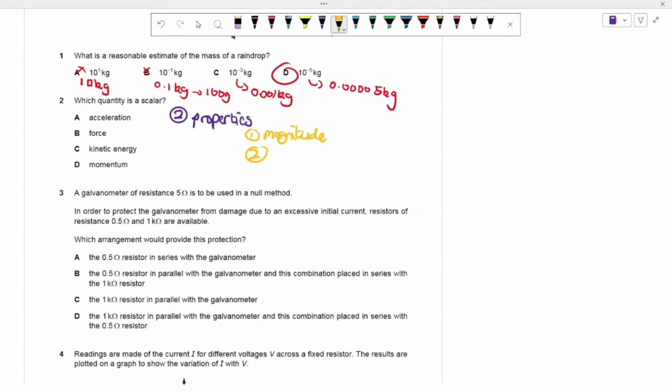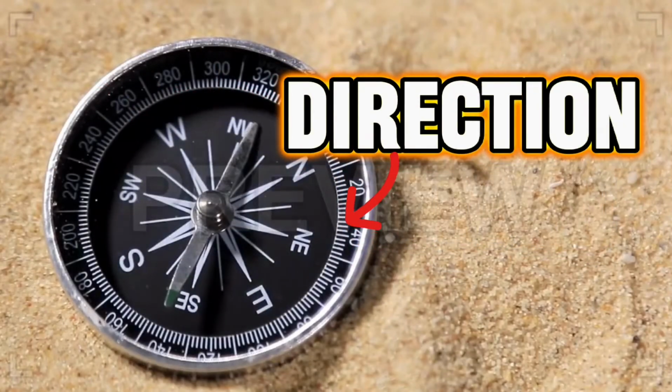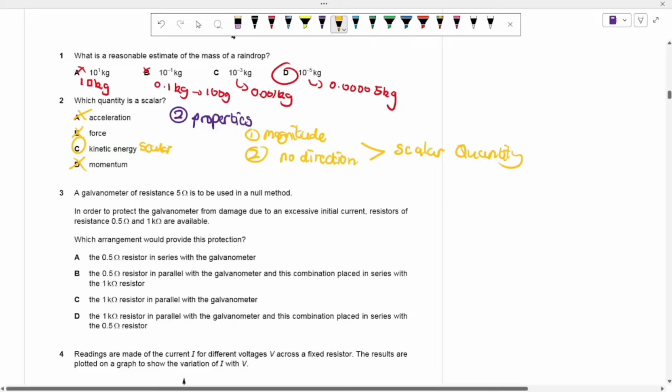So if it ticks the first box but, in this case, has no direction, then no direction is basically what symbolizes a scalar quantity. So let's put this: no direction. If it was a vector, it would have direction. Okay, so if we look at acceleration, acceleration is a vector, so that's out. Force is a vector, so that's out. Kinetic energy is a scalar, so that is our answer. Momentum is a vector, so that's out.